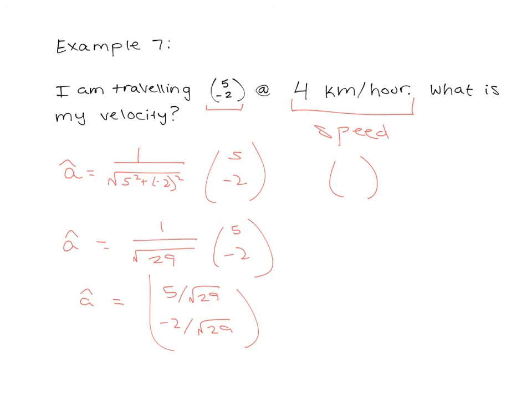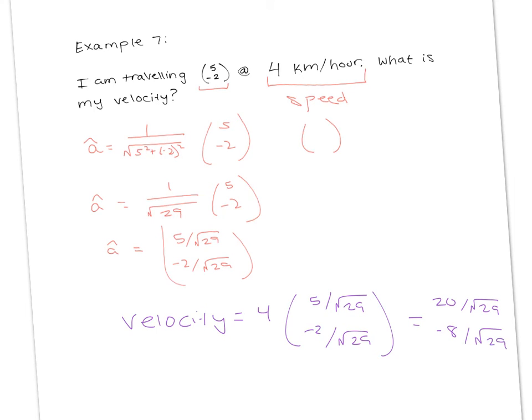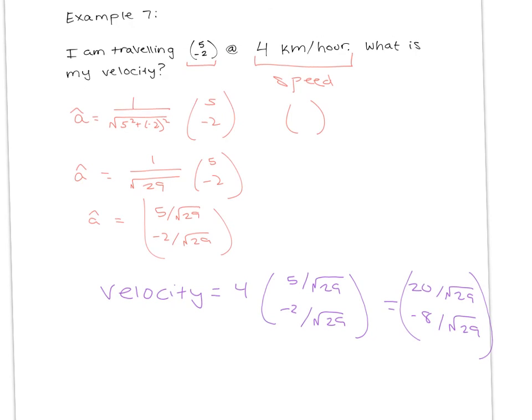We want our velocity vector to have a speed of 4 kilometers per hour. So we're going to take this unit vector and we are going to multiply it by 4. So our velocity vector will now be 4 times 5 over square root of 29, negative 2 over square root of 29. So our velocity vector is 20 over square root of 29 and negative 8 over square root of 29. Now, if I were being really good, I would take those radicals out of the denominator, but I'm going to skip that step for today so that this video doesn't get too long.